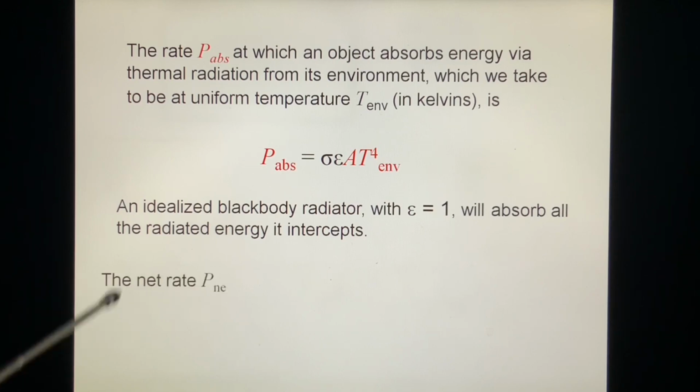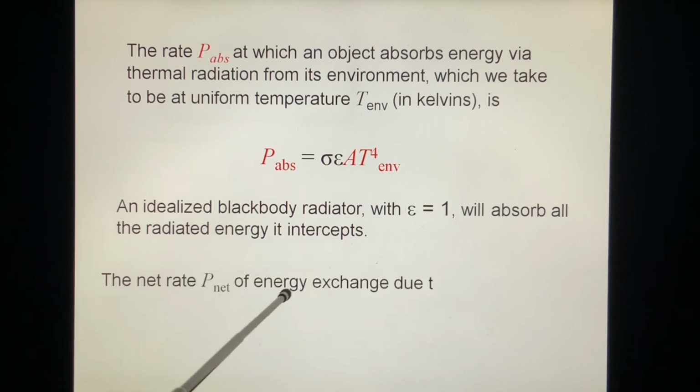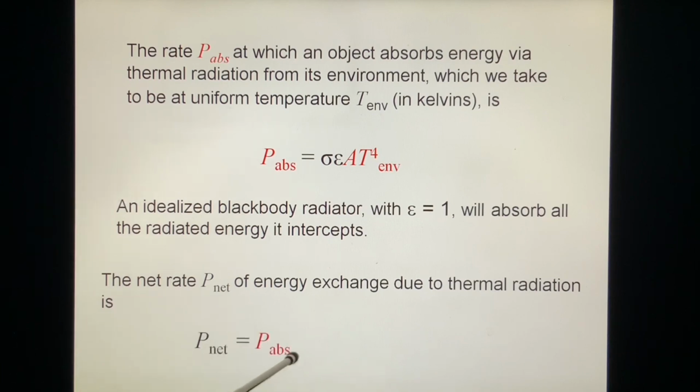Then the net rate P_net of energy exchange due to thermal radiation is P_net = P_absorbed minus P_radiated. So it's sigma epsilon A times T_environment to the fourth minus T to the fourth.